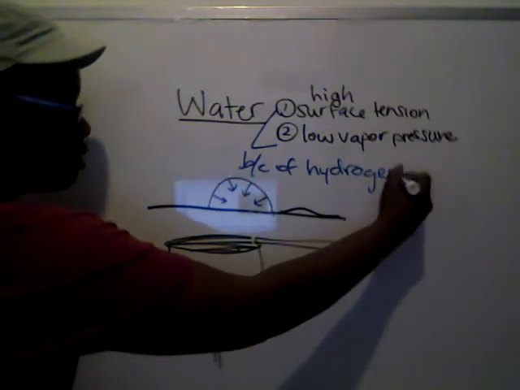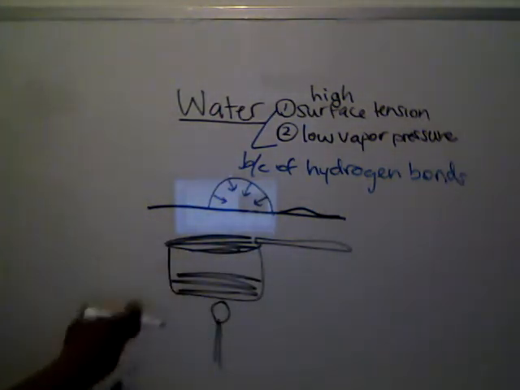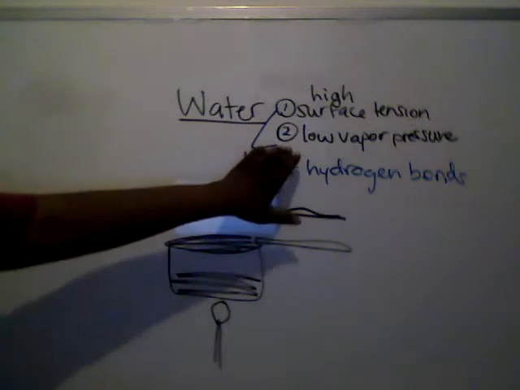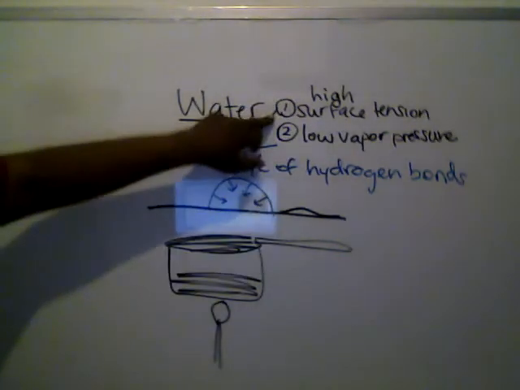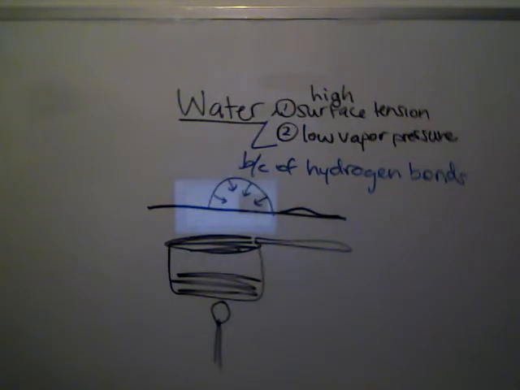Because those hydrogen bonds are so strong, it's going to take a lot more time and a lot more heat to break those liquid bonds to get something to evaporate. So low vapor pressure means strong bonds. High surface tension also means strong bonds. You're able to suck everything in and hold everything in nice and tight.